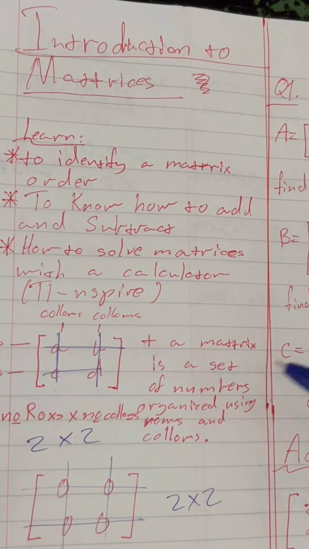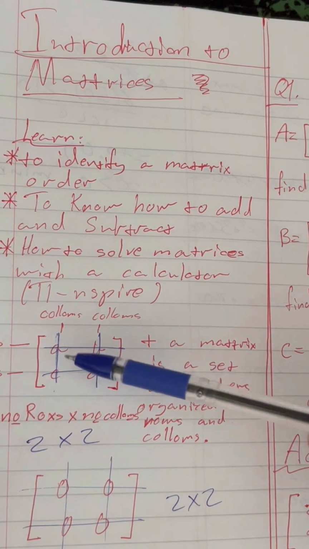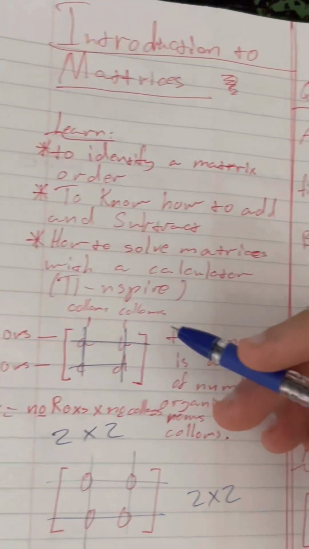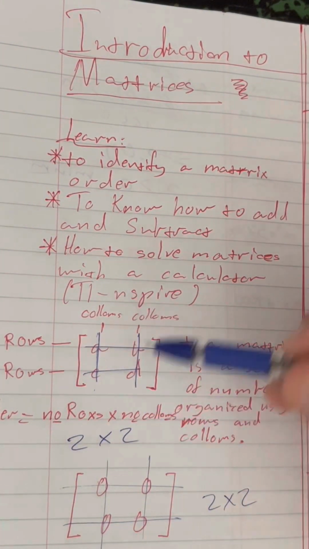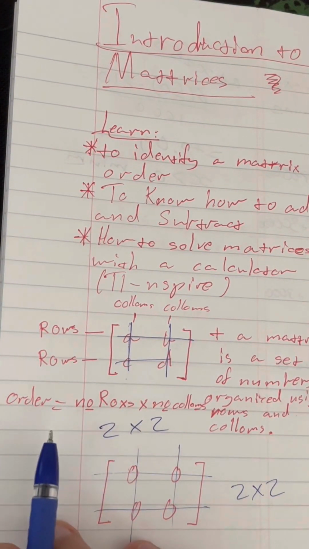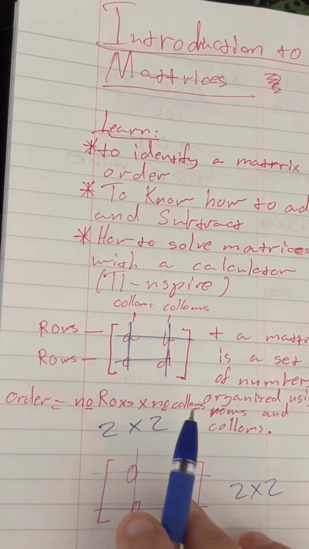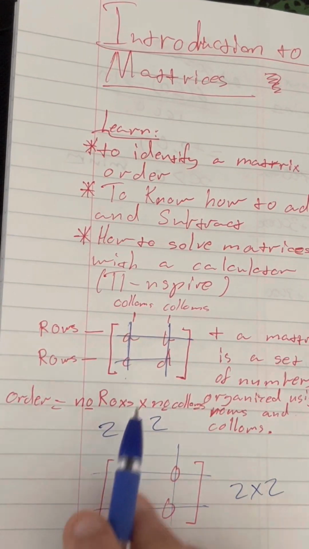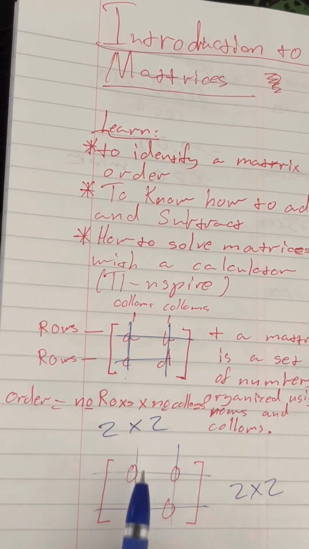A matrix is basically a set of numbers organized using rows and columns. So we have A, B, C, D. These are our elements within the matrix. A matrix has rows which go horizontally and columns which go vertically. To identify the order of a matrix, we identify the number of rows first, and then the number of columns. We have 2 rows here, so it's a 2, and 2 columns also, so it's a 2 by 2 matrix.